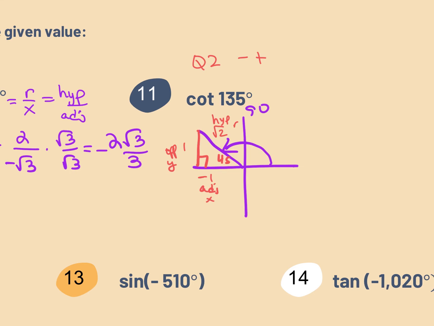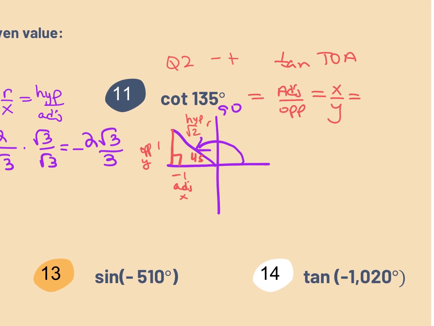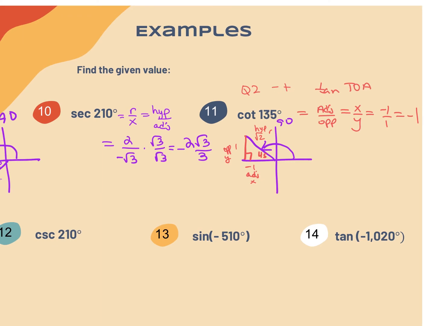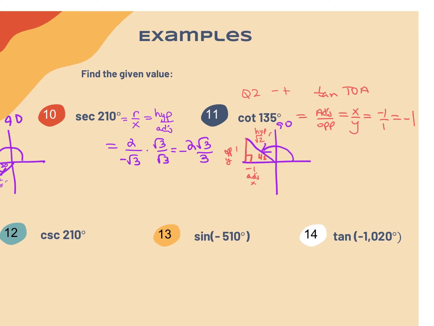Cotangent is the reciprocal of tangent. So if you remember that tangent is TOA, flip it. So this is going to be adjacent over opposite, or memorize it as x over y. So again, we'll fill it in. Negative 1 over 1 simplifies to negative 1. Again, you can use the rules to find the reference angle without graphing it, but it helps give me a visual so I can see the sides of the triangle.